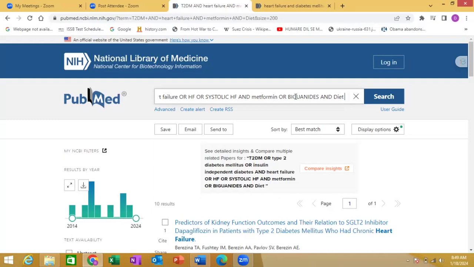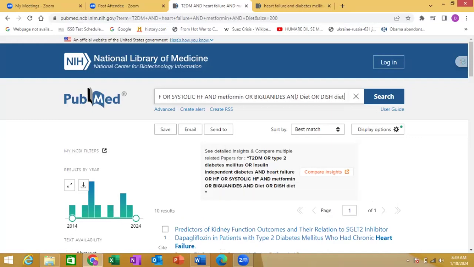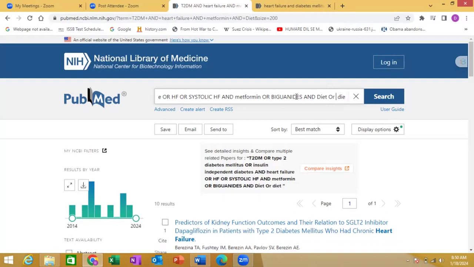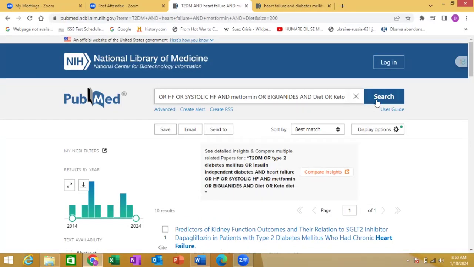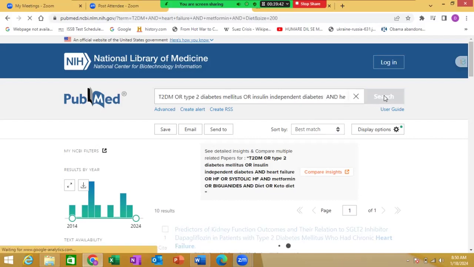Okay, we are adding diet. For example, I'm adding DASH diet. DASH is a type of diet. You will find many diet types: Mediterranean diet, keto diet. Keto is famous, especially among obese people. They use this keto diet for weight loss. We are using the term keto. And now let's run a search.